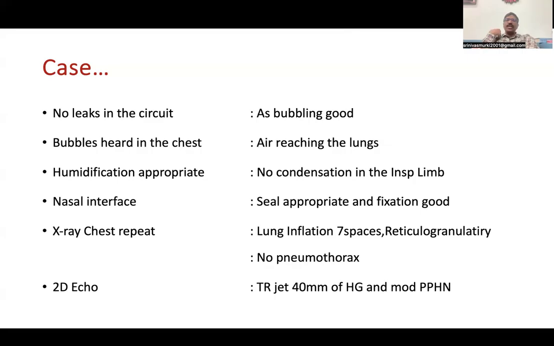How do you know that? You should listen for the bubble sounds in the chest. If bubbles are seen, the pressure is there in the circuit. If bubbles are heard in the chest, the pressure is reaching the lung. And then you check for humidification appropriateness.